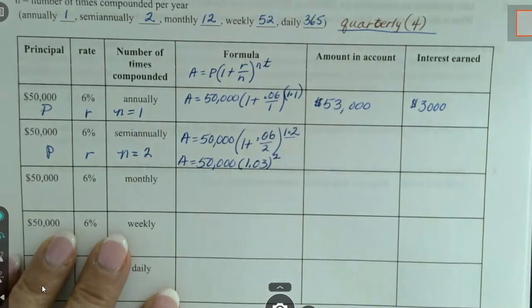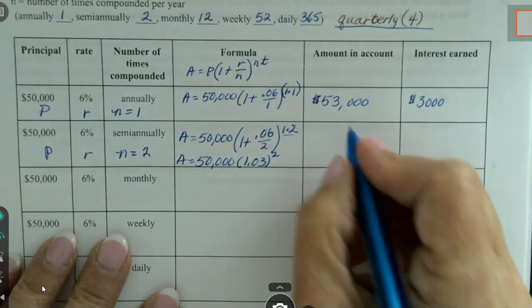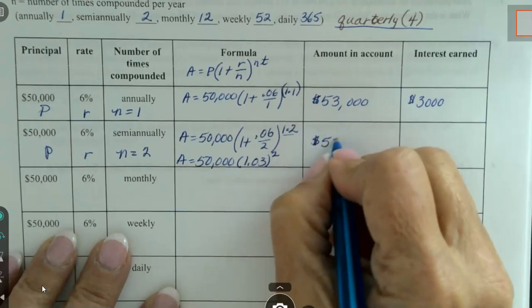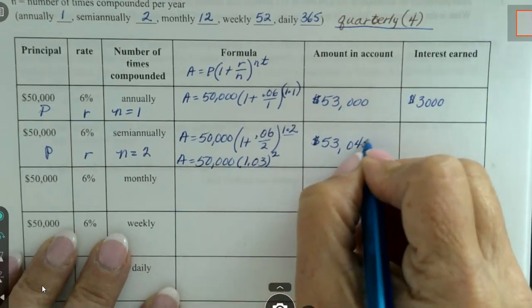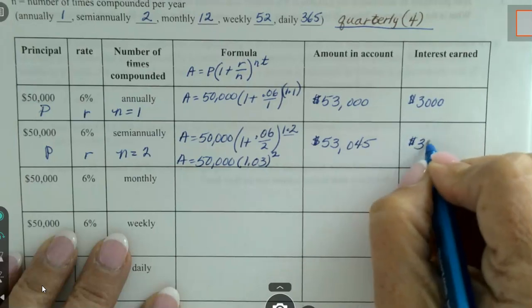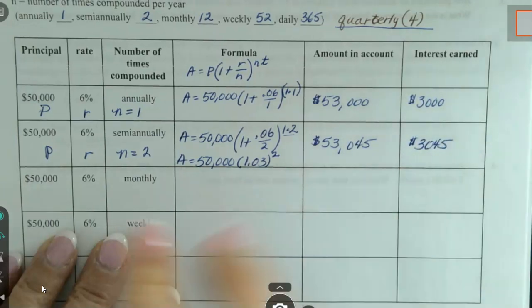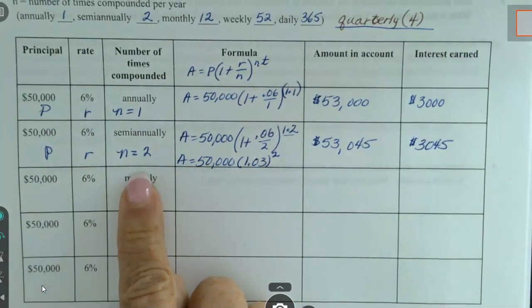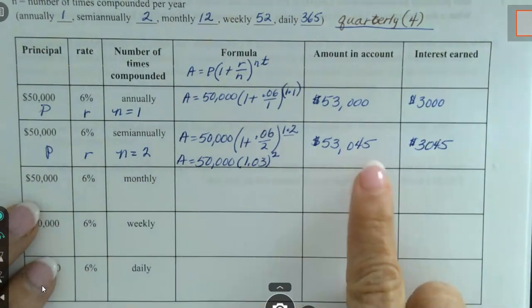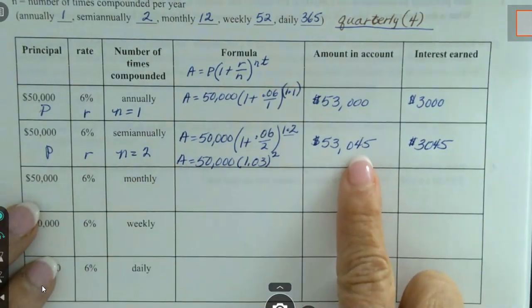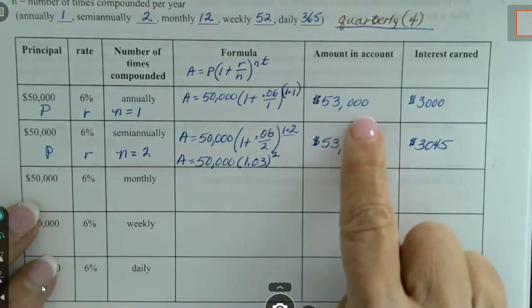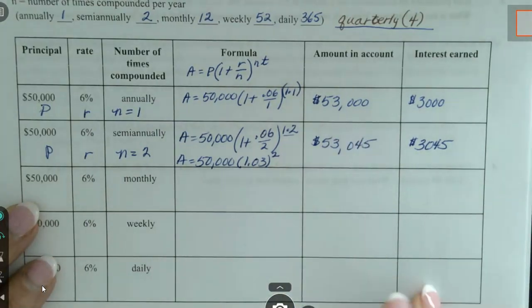And then you can run that right like that in your calculator, 1.03 squared. Okay, and so this one is $53,045. So now I've earned this time $3,045. So just by compounding it one more time, in other words, every 6 months putting a compound and earning interest on that interest. So basically you earned $45 of interest on the $3,000, roughly, is a way to look at it.